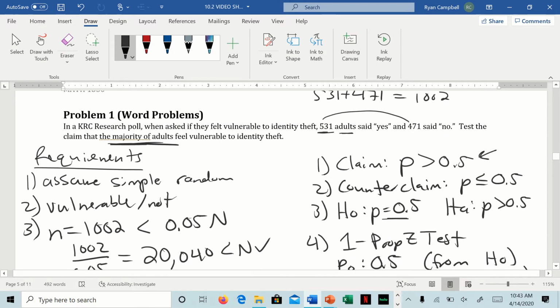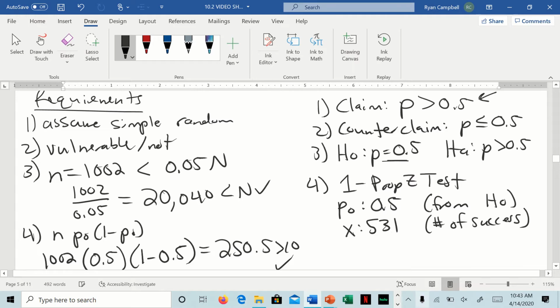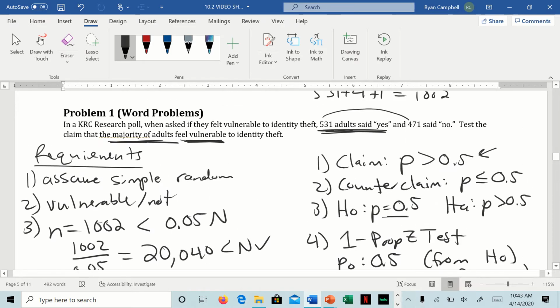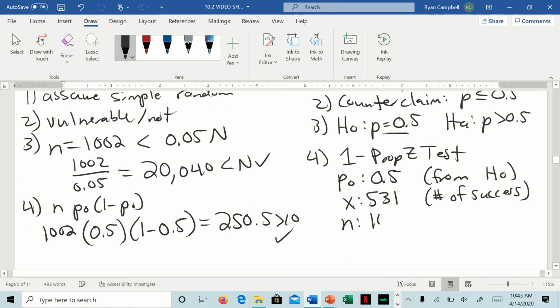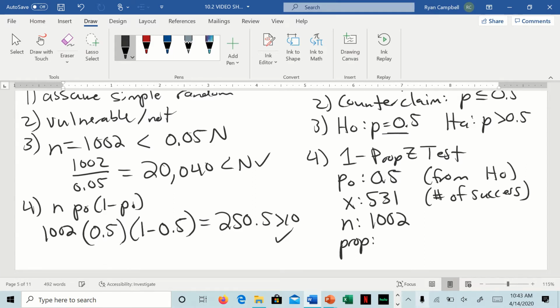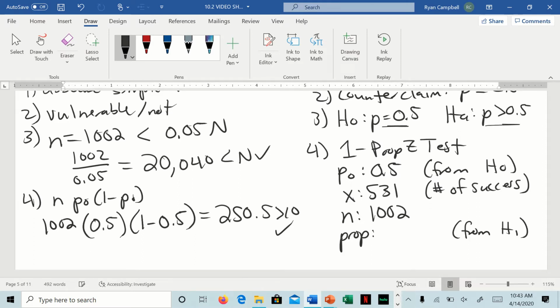Success means we get what we want. So what are we testing for? We're testing that people do feel vulnerable. So how many people said they feel vulnerable to identity theft? We see it's 531. So 531 is going to be our X. That's the number of successes, the number of people who feel vulnerable, the thing that we're actually testing for. Then we got N. We already said that was 1,002. Then it says prop. This means proportion. So basically, is it less than, greater than, or does not equal to P naught? Well, just like P naught comes from H naught, this statement is going to come from H1. So you see H1 is greater than, so then this is going to be greater than P naught.